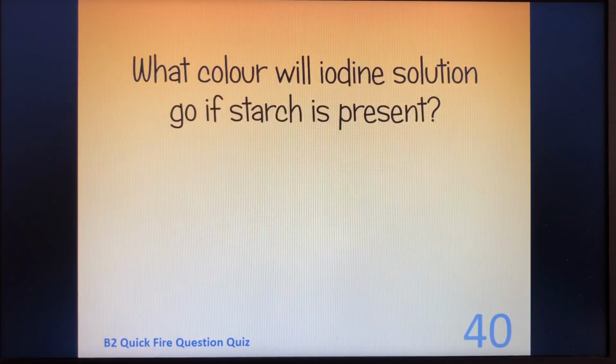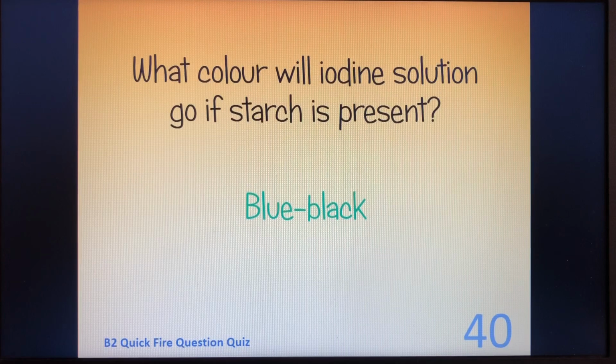Okay, question 40. What colour will iodine solution go if starch is present? So we've got a linked question. And the answer is blue-black. If you've put either of those words, you can be awarded the point.